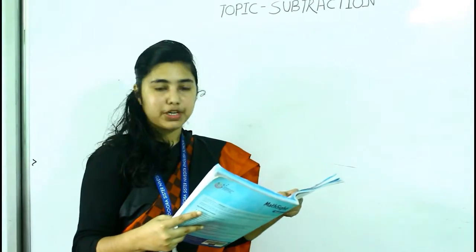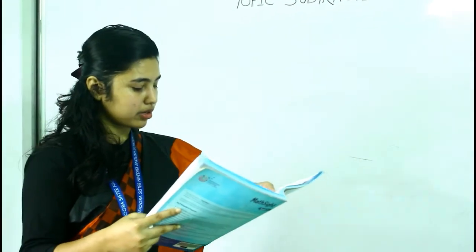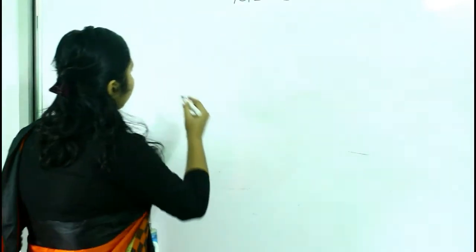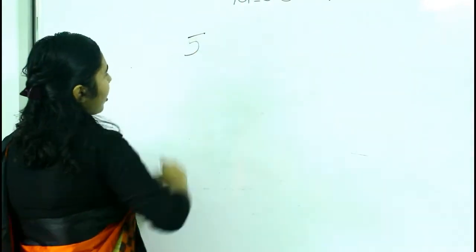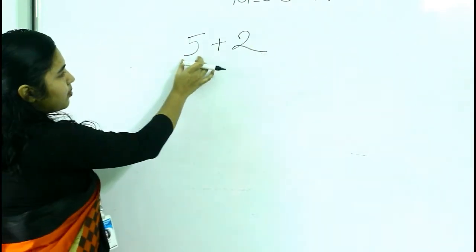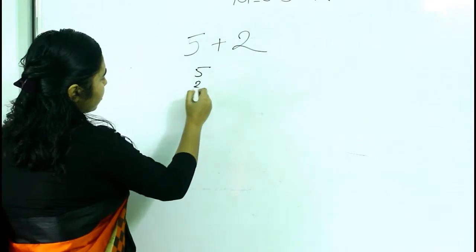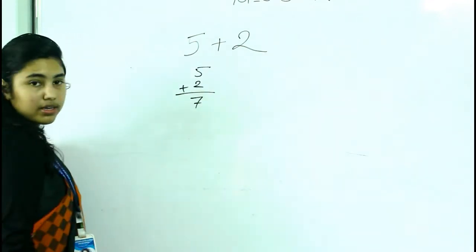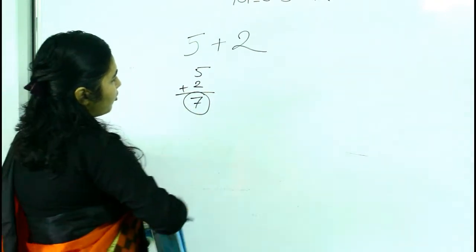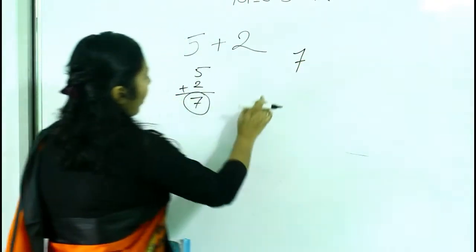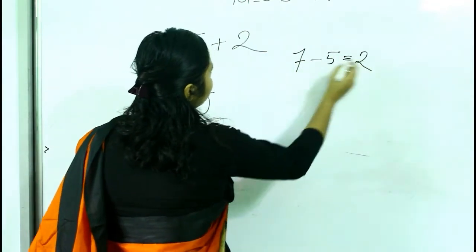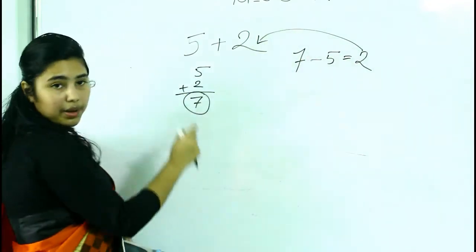Now when two numbers are added, we get a sum, right? But the difference between the sum and any of the two numbers is the other number. What does it mean? Suppose you have 5 and 2. You have to add 5 with 2. So 5 plus 2 is 7, right? Now this is our result. Now take 7 and subtract 5 from 7. We will get 2, the other number.